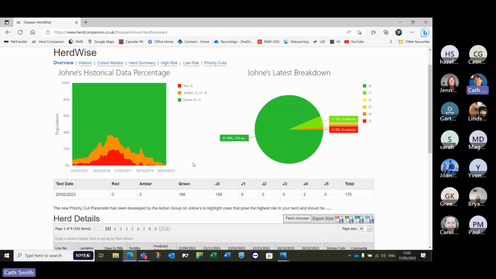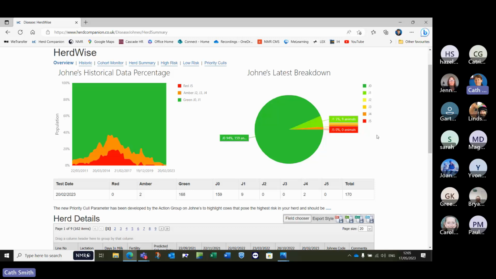So we have a couple of graphs, and you've probably seen this. I think this is one of the areas on Herd Companion that people go straight into after a test result. So we've got a trend line over time, and you can see for this particular herd, the graph goes back to when they started testing. So it is complete historic information as well. You can view, there's a historic tab there. Any cow that was ever tested, all the results remain on here. So you can view going back, since you started, really.